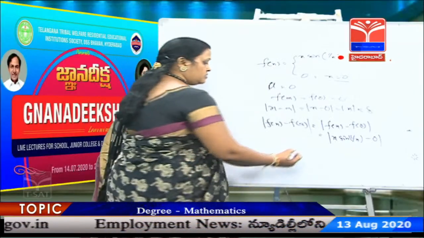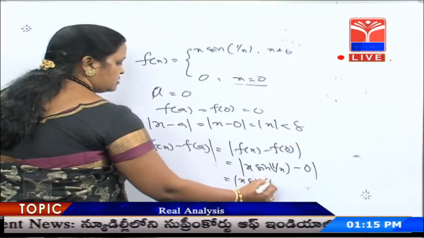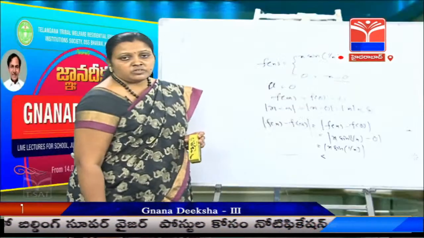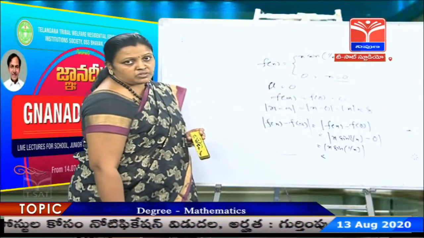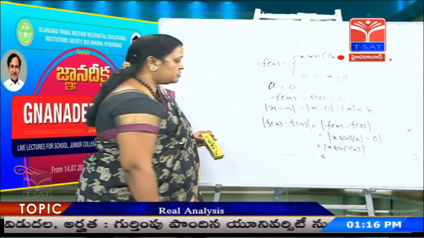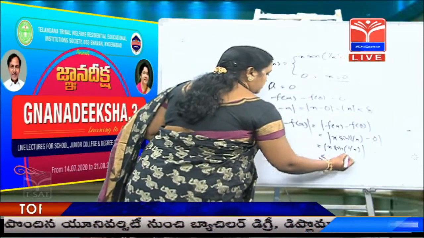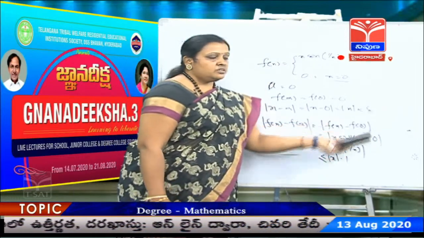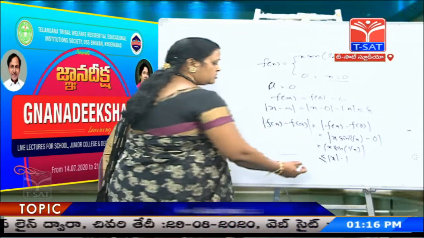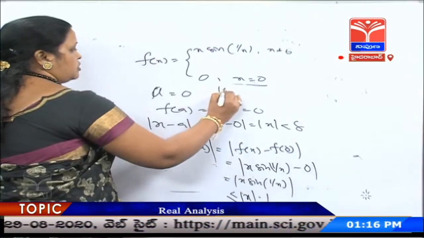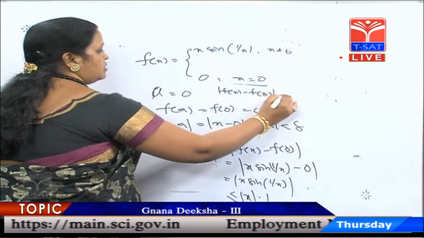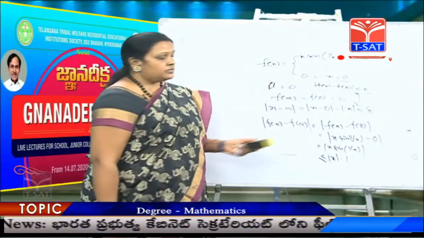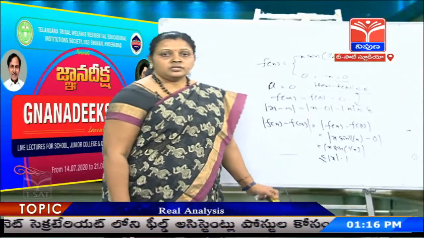Now here if you observe, this is mod x sine 1 by x. We already know that the sine function is always bounded between minus 1 and plus 1, or modulus of sine x is less than or equal to 1. That is why you can use mod x into 1. Already mod x is less than delta, so the total quantity becomes less than delta. So modulus of f of x minus f of 0 becomes less than delta whenever mod x is less than delta, and then you can say that the function is continuous at x equal to 0.